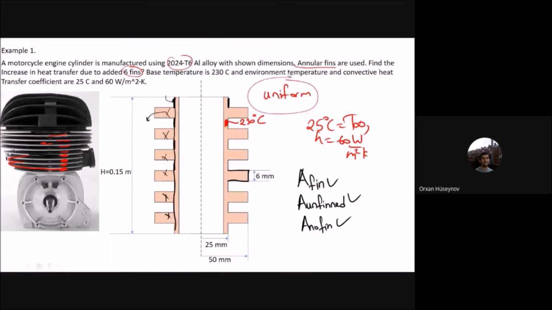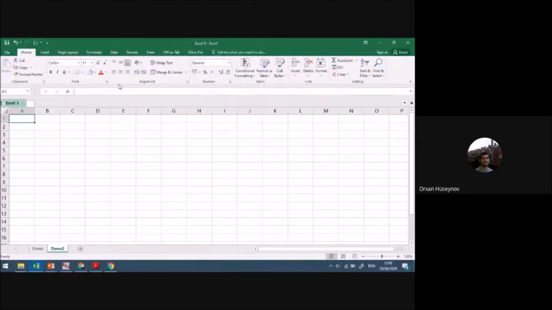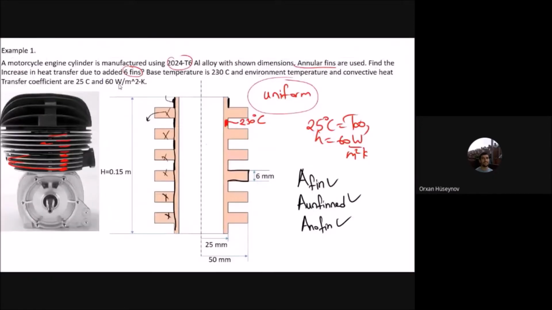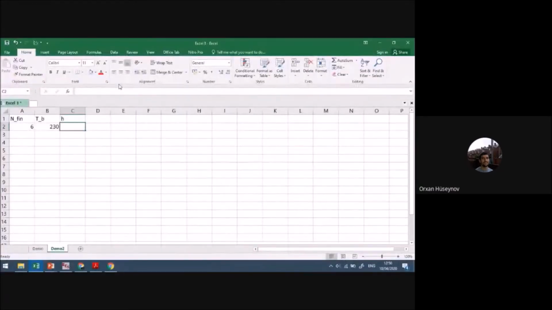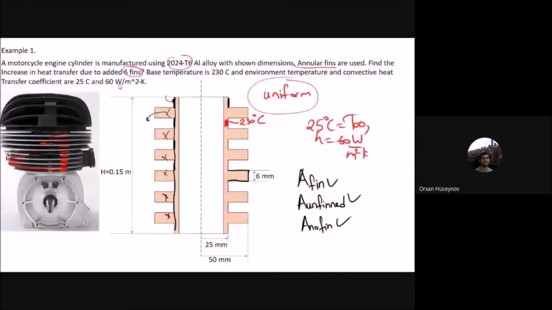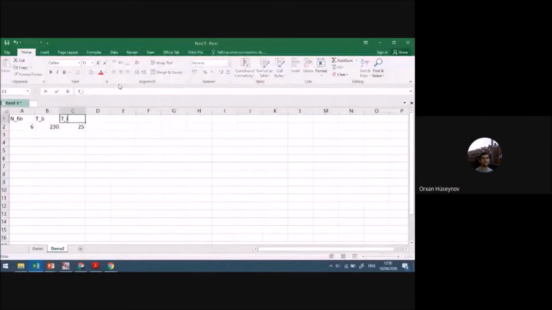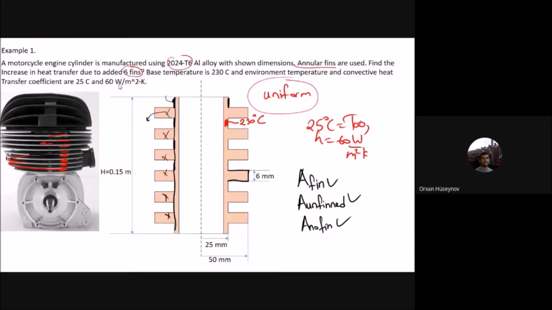First one is the number of fins. N fin is 6. Then you have T base, which is 230. You have T infinity, which is 25, and h is 60. Okay, now let's do it one by one.